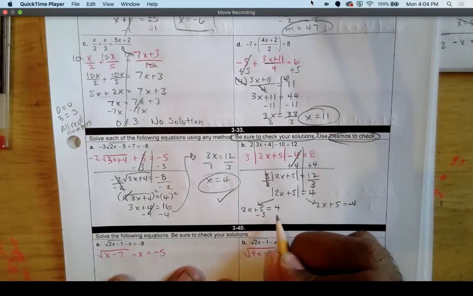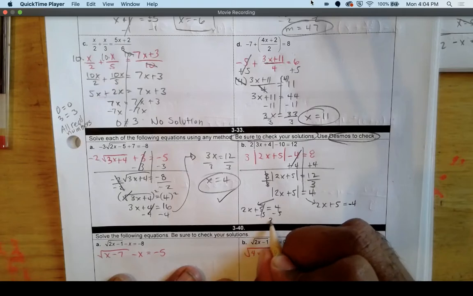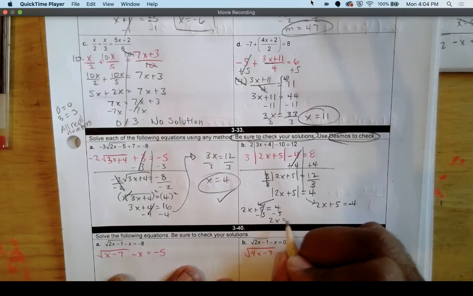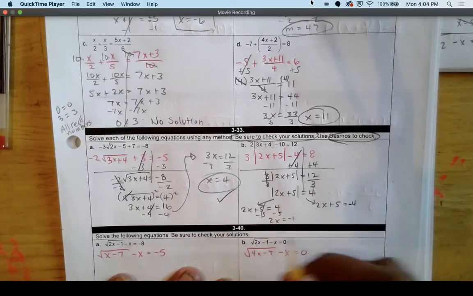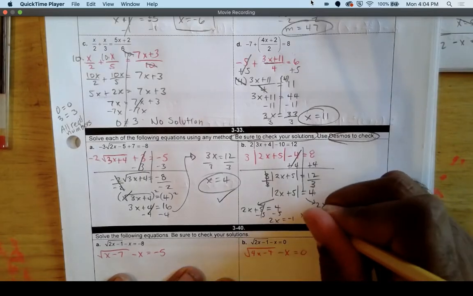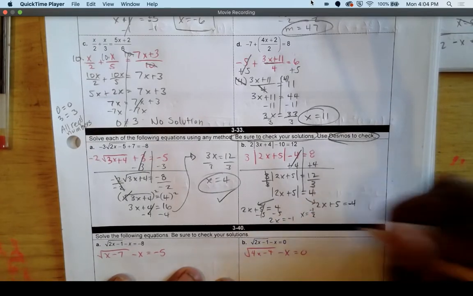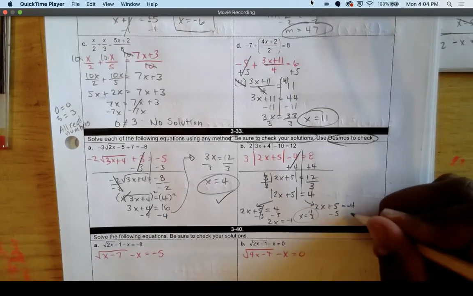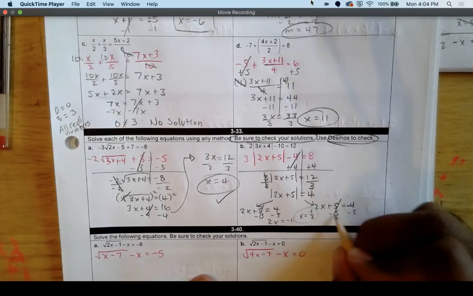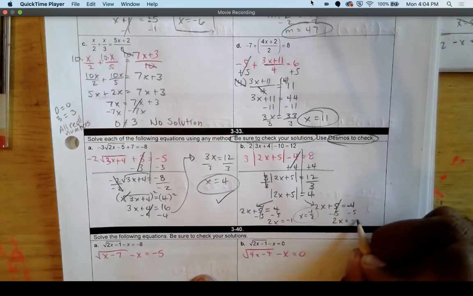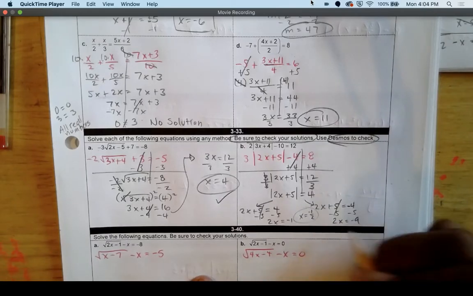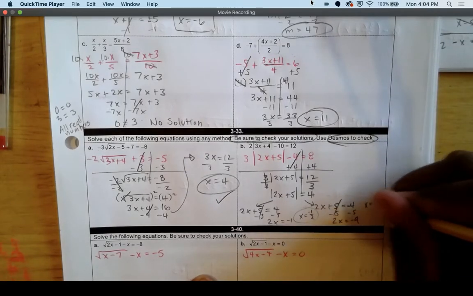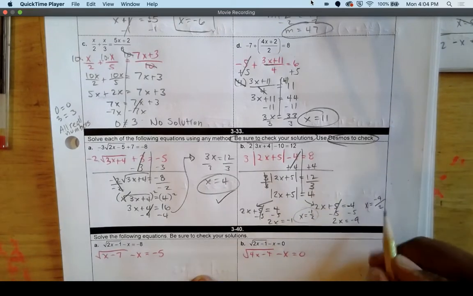So now -5, -5, I get 2x equals -1. And if I divide 2 both sides, I get x equals -1 over 2. Sorry, I'm running out of room there. And then here, I'm going to do the same thing, -5, -5. 2x equals -9. And then divide by 2. So x equals -9 over 2.